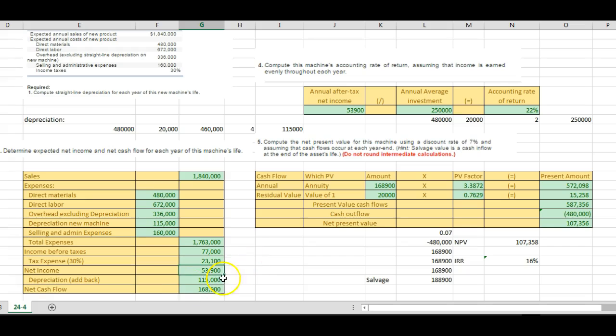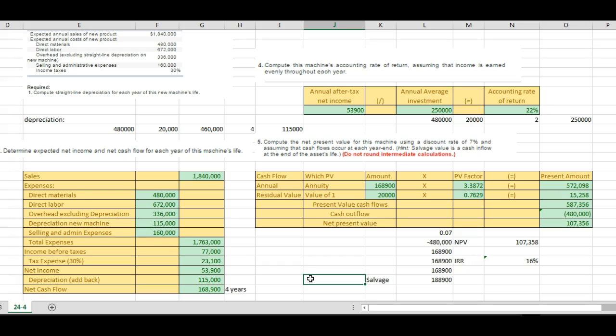Now I'm going to go ahead and add depreciation back in so I can get the net cash flow, because we took the depreciation out up here so I could get the taxes here. But now I want to add it back in because there's no cash involved with the depreciation, and that adds to the cash flow. So we have for each of the 4 years a cash flow of $168,900.